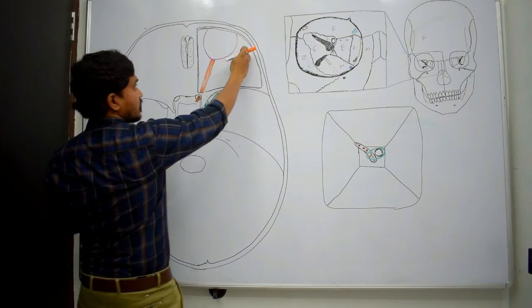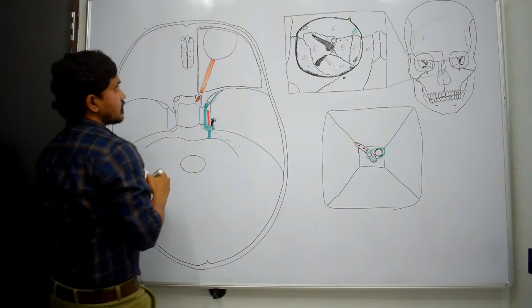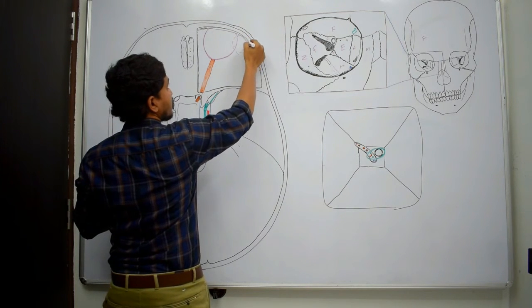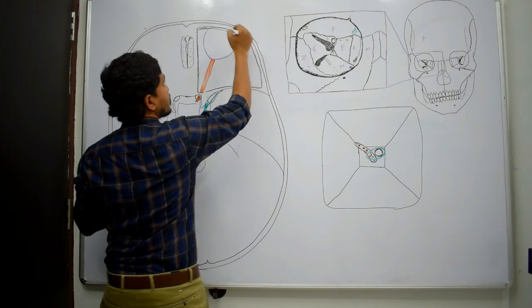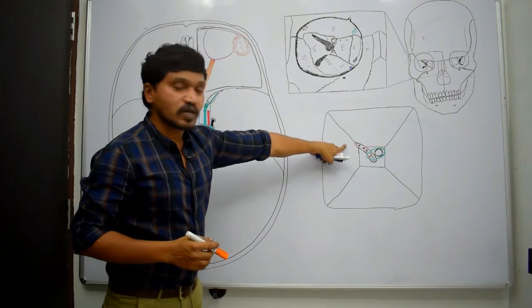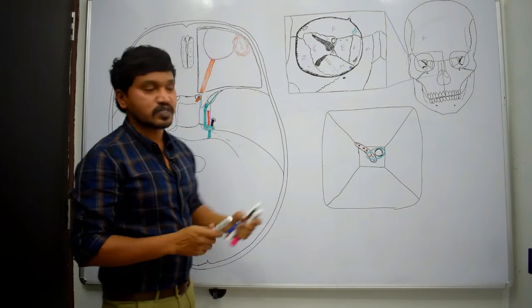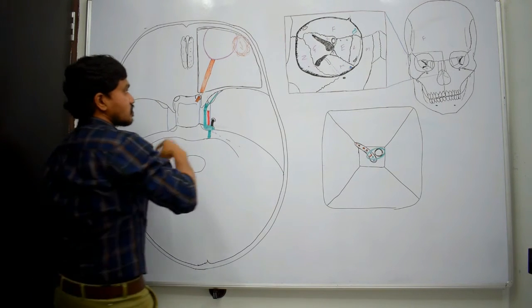At the lateral part you can see one gland. What is that gland? What is this gland? Lacrimal gland. So this is the lacrimal gland. This lacrimal nerve, passing through the lateral part of the superior orbital fissure, enters into the orbit. So now it is entering into the orbit.